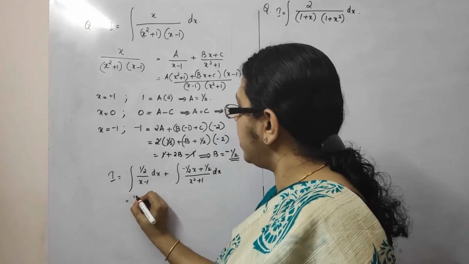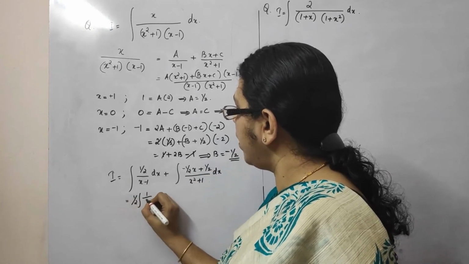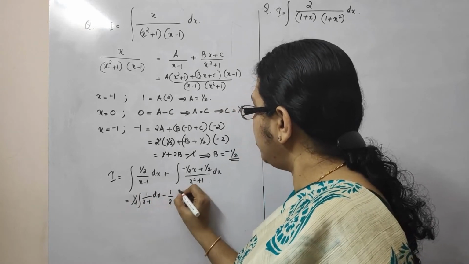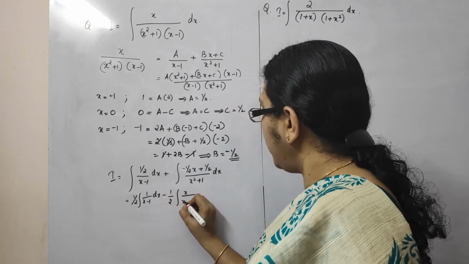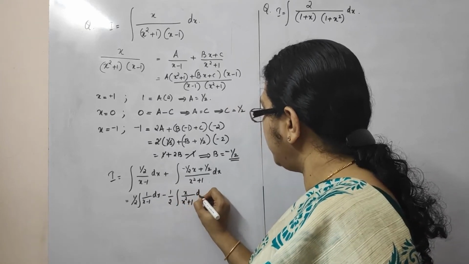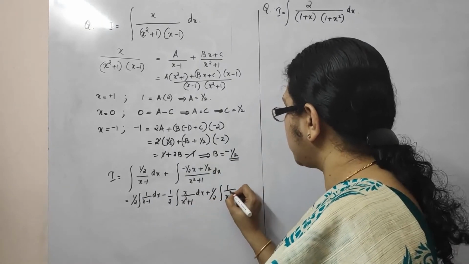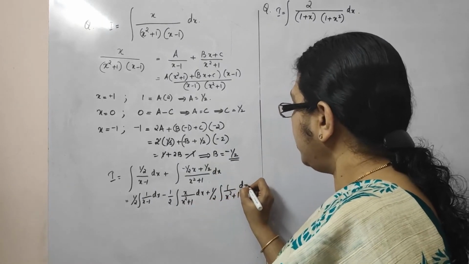Again I will split this, that is 1 by 2 into integral of 1 by (x minus 1) dx, minus 1 by 2 into integral of x by (x square plus 1) dx, plus 1 by 2 into integral of 1 by (x square plus 1) dx.